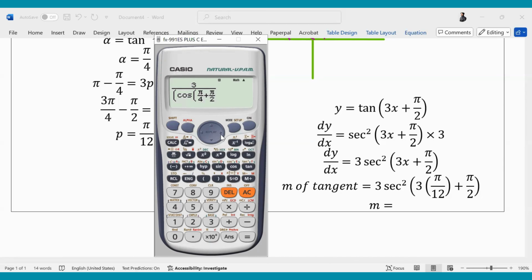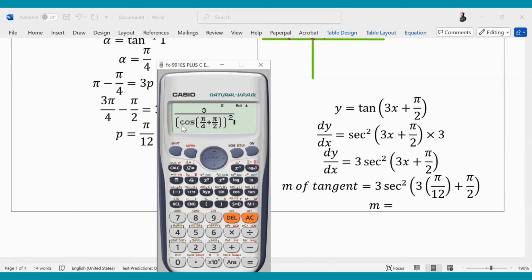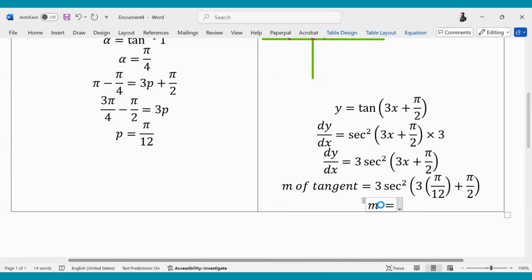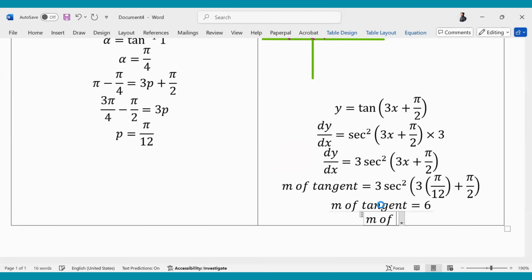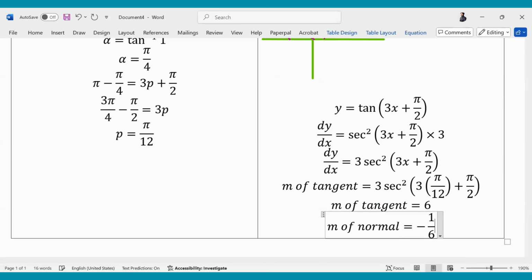Remember, it is expected that you can also do this without a calculator. Since sec square is not available, we are doing 1 upon cos square. Look at how I am doing it. There is a bracket before the cos over the entire thing; I am squaring the entire thing, not the angle. 6 came out. Pi by 12 into 3 is pi by 4; I've simplified it and put it in the calculator. So the gradient of the tangent is 6. Remember, you can do this without the calculator as well. The gradient of the normal is -1 over 6.